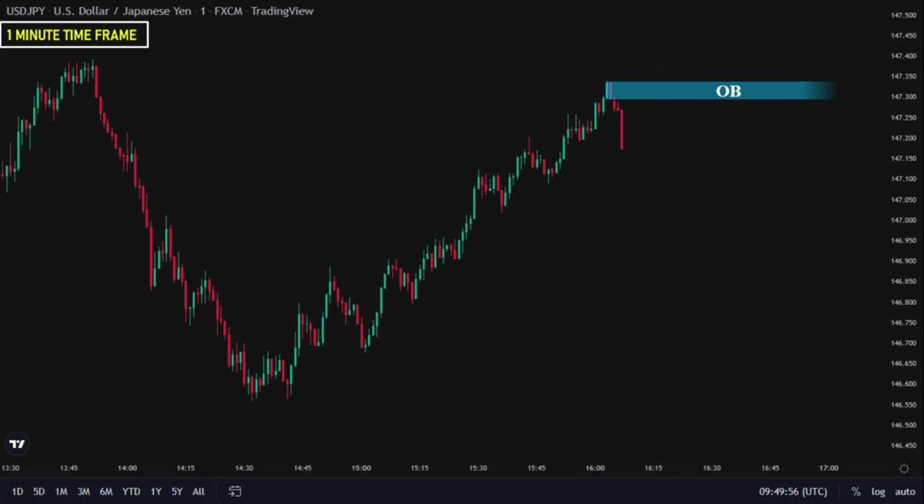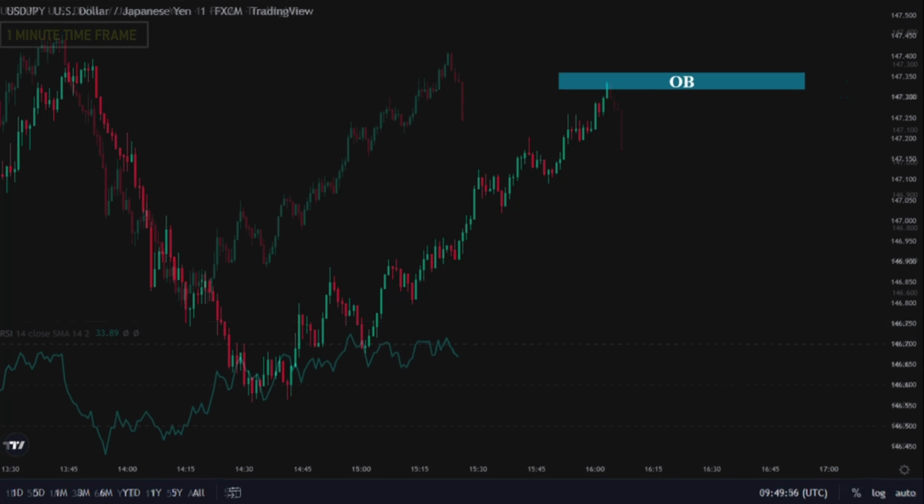As you can see here, this zone is an order block, which is generated by the movement of the change of character. So, now in the third step, we should analyze the RSI indicator in the 1-minute time frame and look for potential divergence signals as a confirmation for our entry.